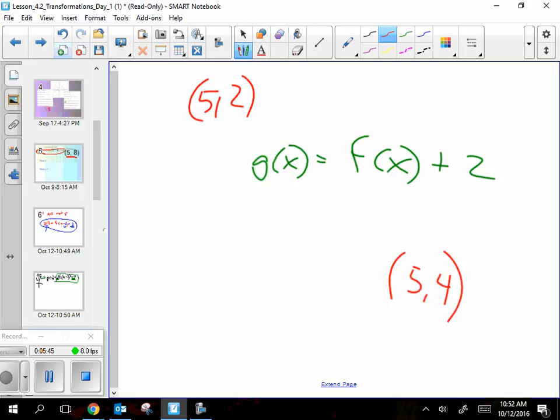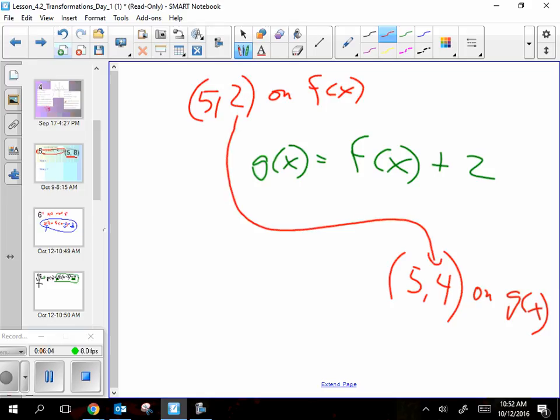The new point that would be on the g function, if this was on f of x, this point would be on g of x. You with me so far? All I'm saying is the thing moved up 2, so I took this y and I made it go 2 bigger and I left the x alone.